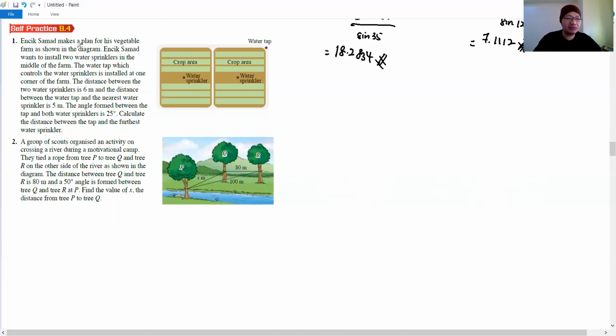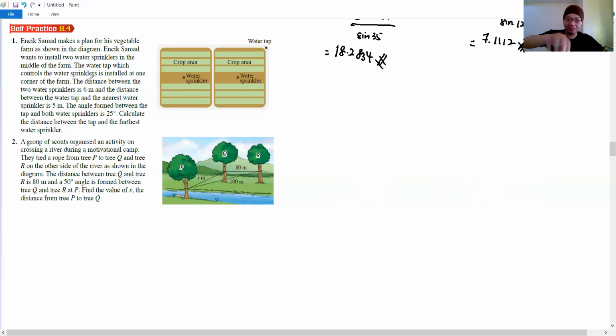Encik Samad once makes a plan for his vegetable farm as shown in the diagram. So Encik Samad wants to install 2 water sprinklers in the middle of the farm. The water tap, this is the tap, the switch.